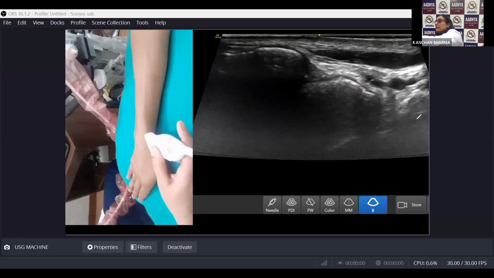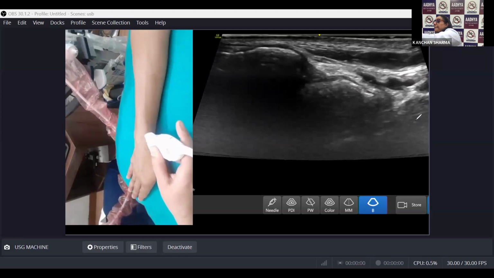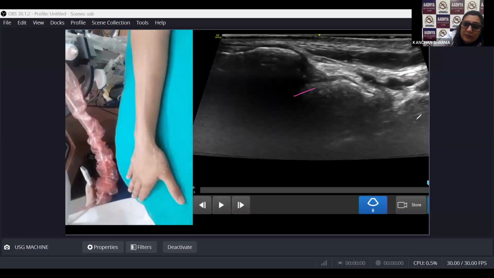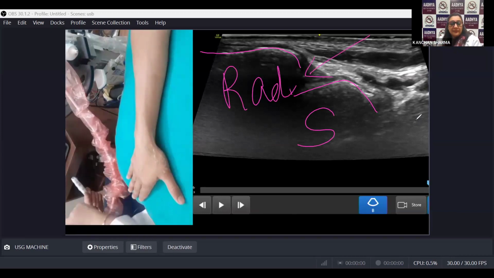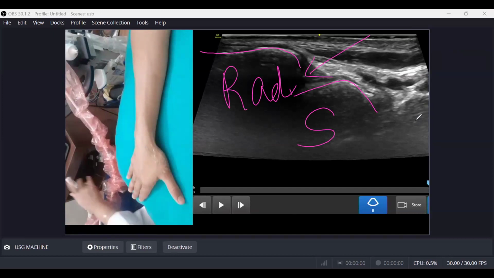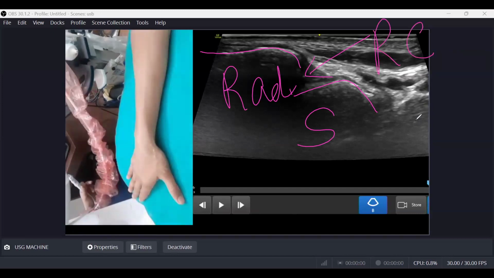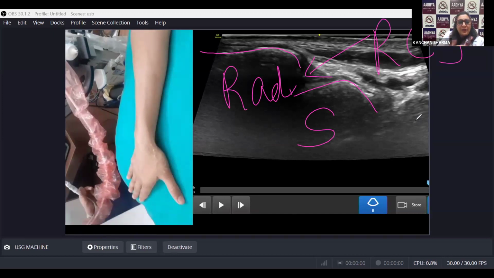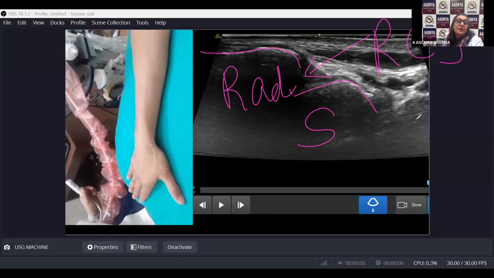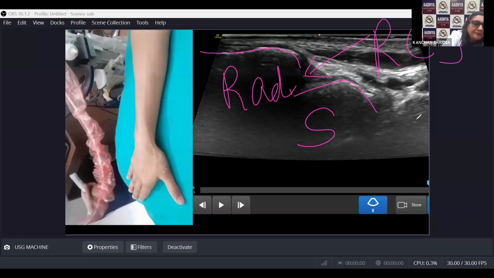So this is one bone and this is another one, right? So this is your scaphoid and this becomes your radius. So what should be the name of this joint? Radiocarpal joint. Radiocarpal joint. Fine. So this is how you should keep on appreciating and you should keep on going up. And that is how you should identify every joint.